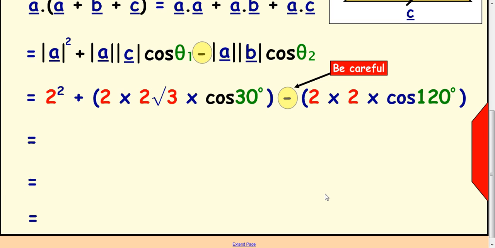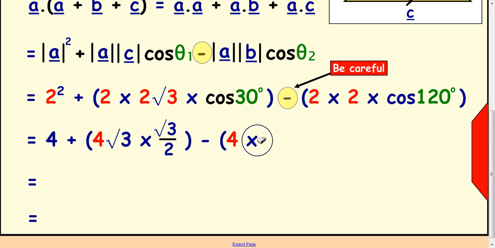So if we can resolve all this, then we've sorted it, we've done it. So 2 squared is 4. 2 times 2 root 3, that's going to be 4 root 3. Just take your time with this. And cos of 30 is root 3 over 2. Take away 4 multiplied by, right, cos of 120.